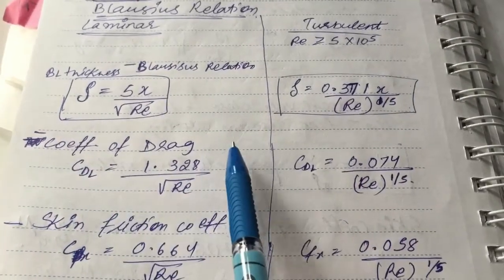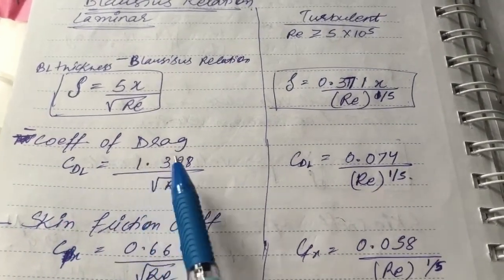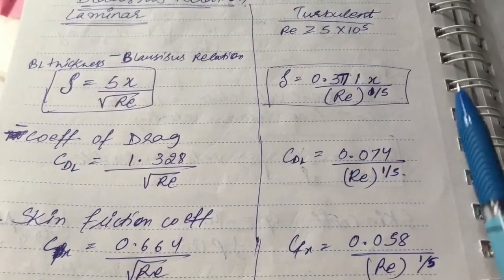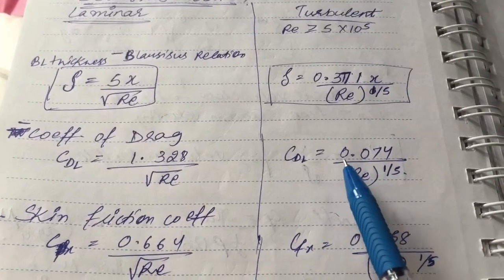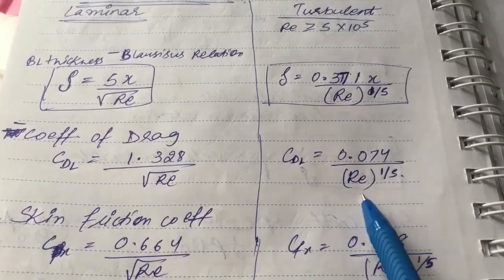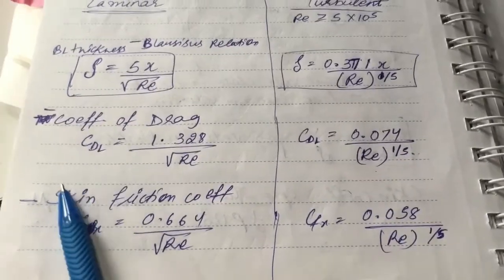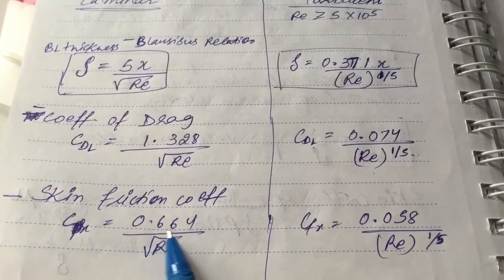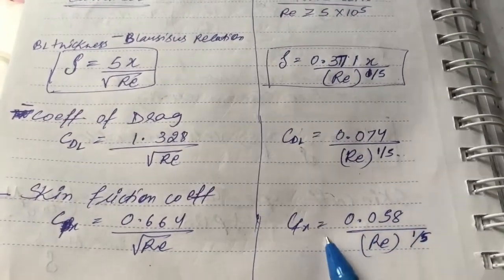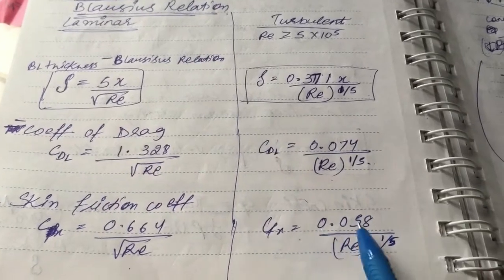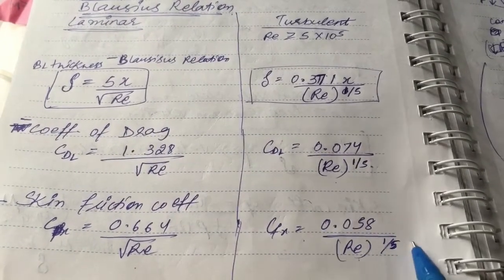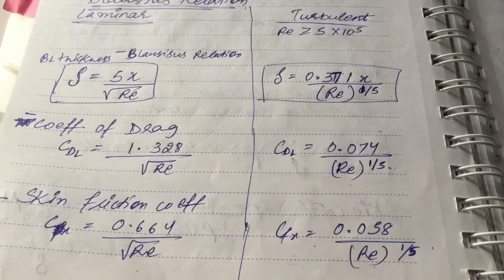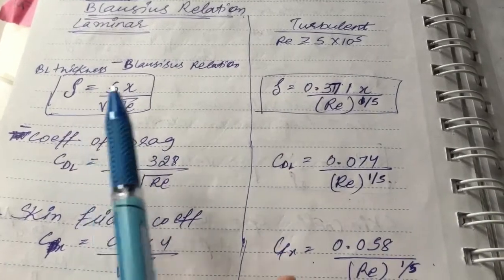Drag coefficient for laminar flow, CDL, is 1.328 by root Re, and drag coefficient for turbulent flow is 0.074 by Re to the power 1 by 5. Skin friction coefficient for laminar flow, CFX, is 0.664 by root Re, and for turbulent flow CFX is 0.058 by Re to the power 1 by 5. And in case the velocity profile is not given to us, then we use the Blasius relation to find our boundary layer thickness.